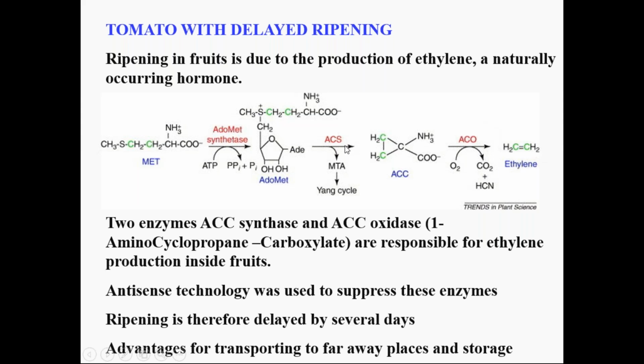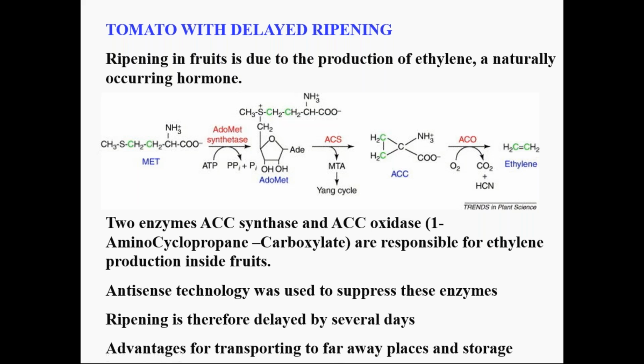So now if these 2 enzymes could be slowed down, then ethylene will not be produced. And if ethylene is not produced, then ripening will be delayed. So this was the rationale for developing a slow ripening tomato by taking the genes on ACC synthase as well as that of the ACC oxidase and doing what is called an antisense technology. Using an antisense technology, these 2 genes were slowed down and you have a slow ripening tomato which can be transported to faraway places and storage.